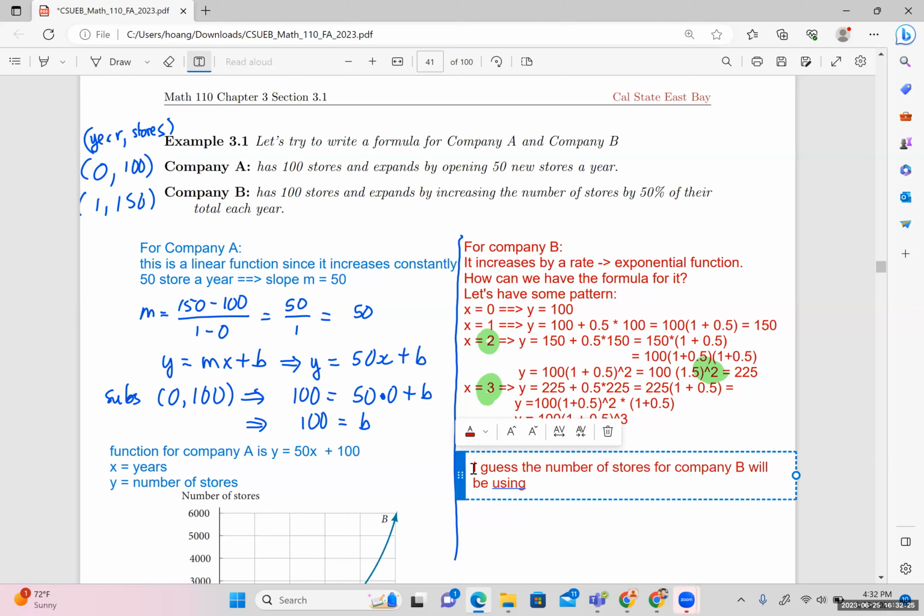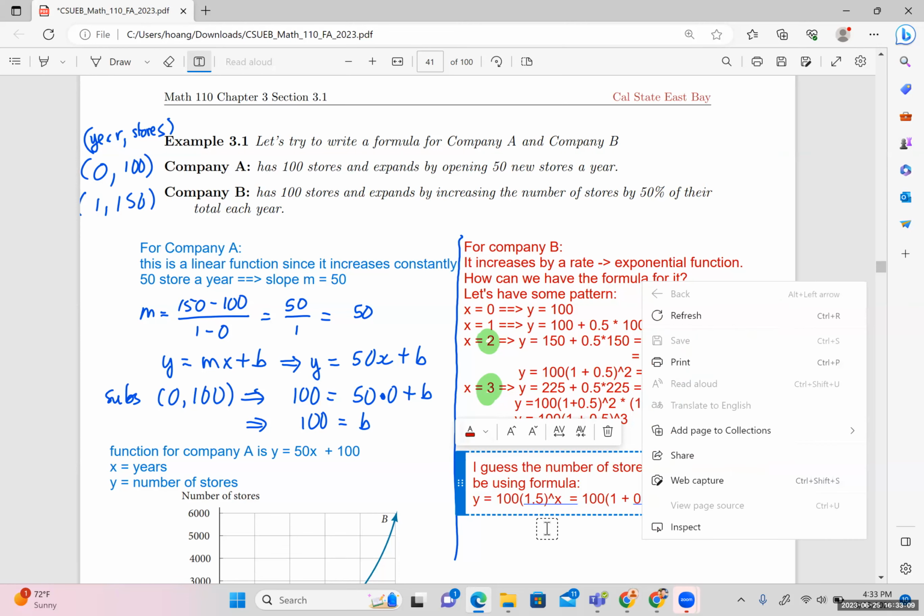using the formula y equal to hundreds times 1.5, raised to the power x years, okay? Or another form is going to be hundreds times 1 plus 0.5 raised to the power x years.